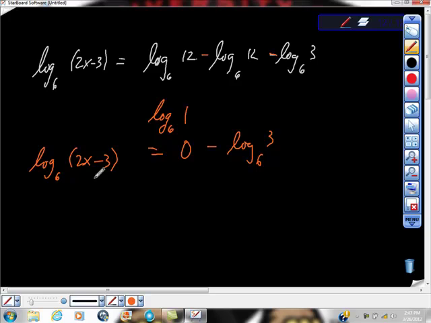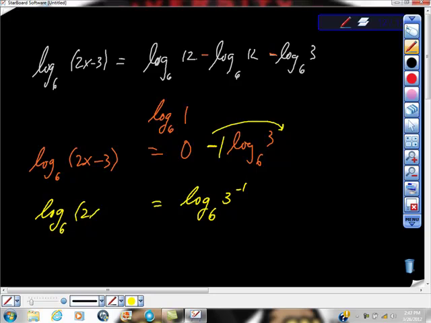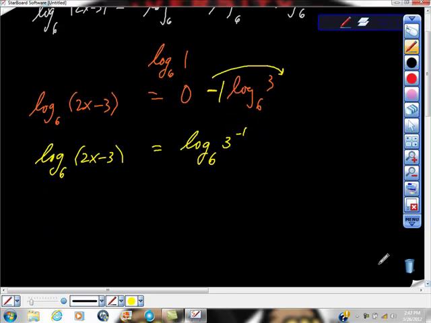Sorry, my pen was glowing weird on me, so I had to take a look at that. Here's what I'm going to do with this one, and this is where people got a little thrown off today. Here's this negative sign. We remembered from the conversation we just had that if we have a coefficient, and this is a coefficient of -1, it goes up as an exponential value. So what we really have here is log base 6 of 3 to the -1 is equal to log base 6 of 2x minus 3.